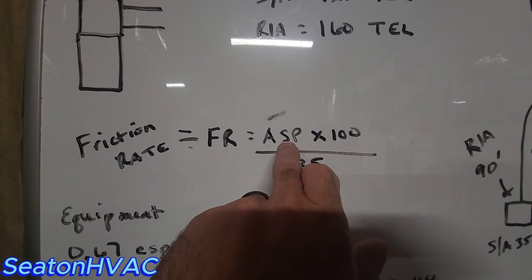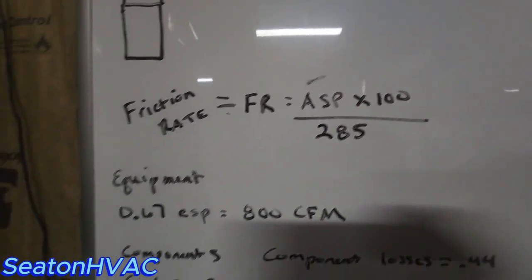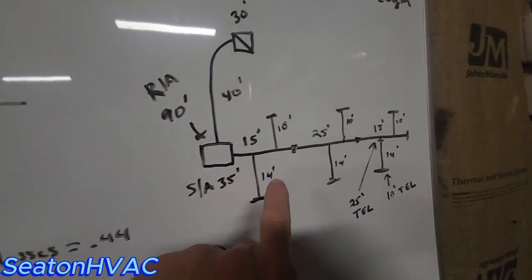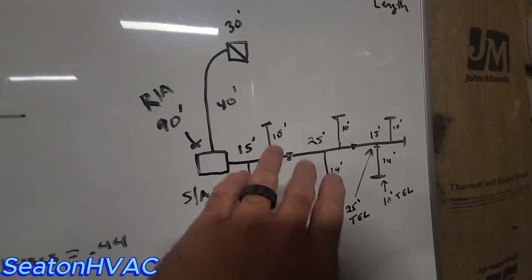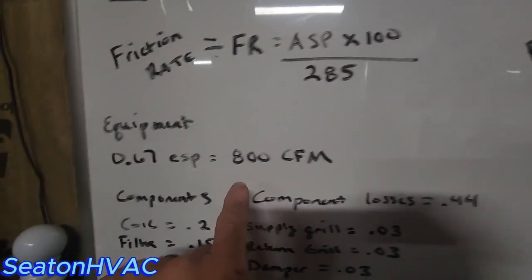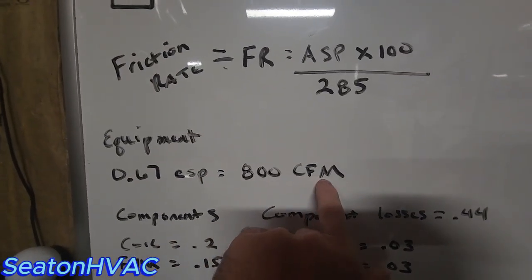How do we get this number? I'll show you. Let's say this is a smaller system. We have 8 runs here. Let's say it's a 2-ton system, whatever. We want 800 CFM, okay?